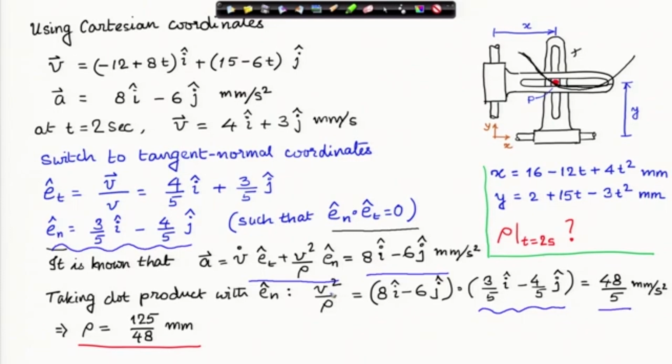And from here then, because v square is known, v square is nothing but the magnitude square of the velocity vector. So, that gives me rho as 125 by 48 millimeter. So, this is how we can use the tangent normal coordinate system to find out radius of curvature of the path of the particle.